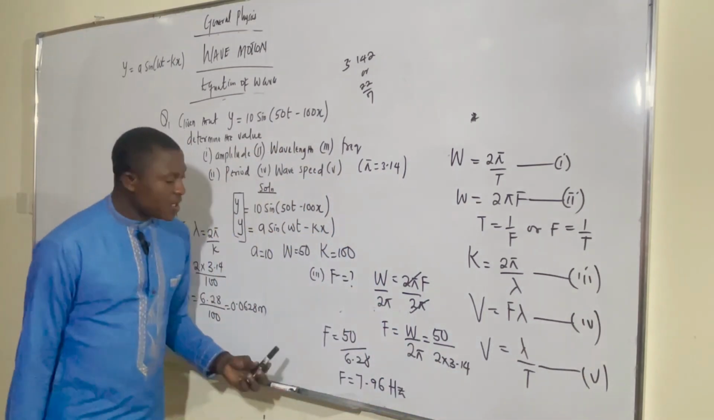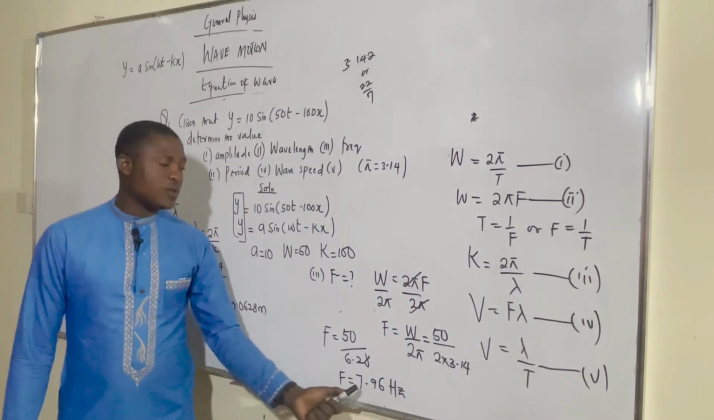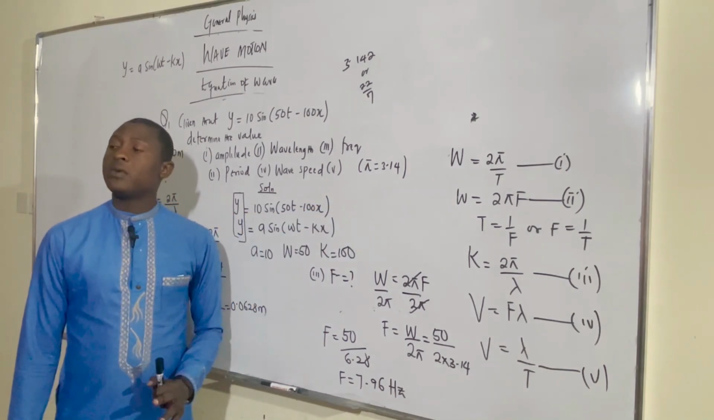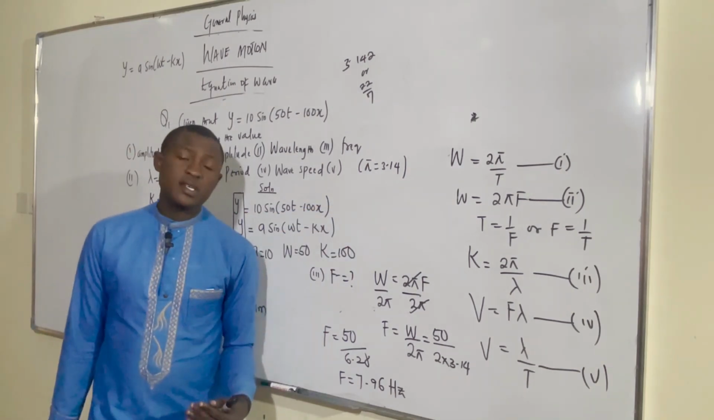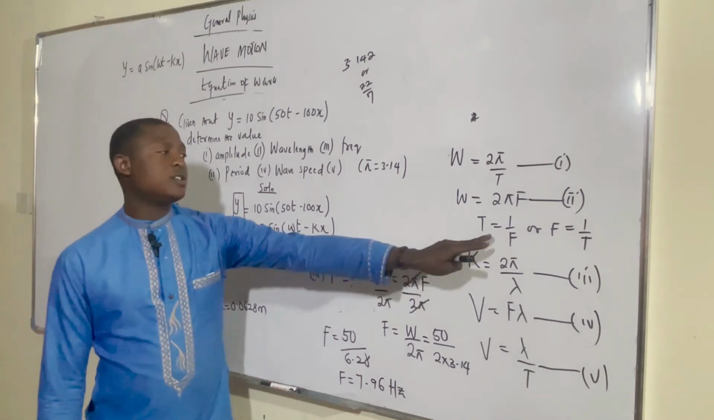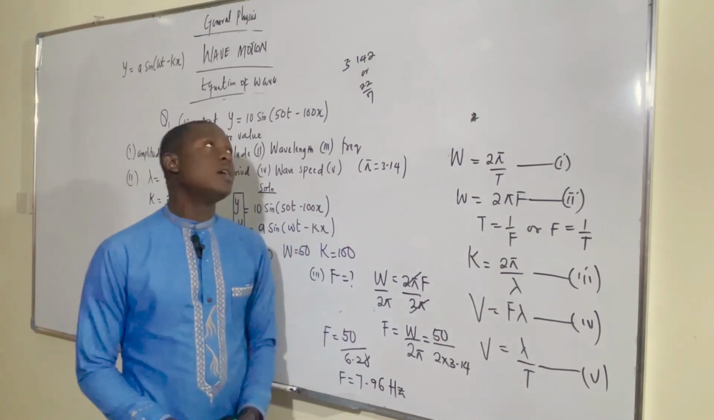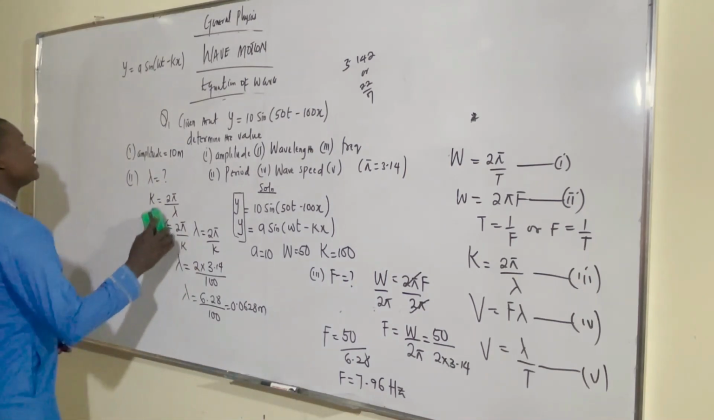So from this solution, we know our frequency to be 7.96. We don't need to waste our time using the other one, but if you apply that one, you are going to get the same result. Since you don't need to waste your time, you can just apply the short one by saying the period is equal to 1 over frequency. So let's put it here.